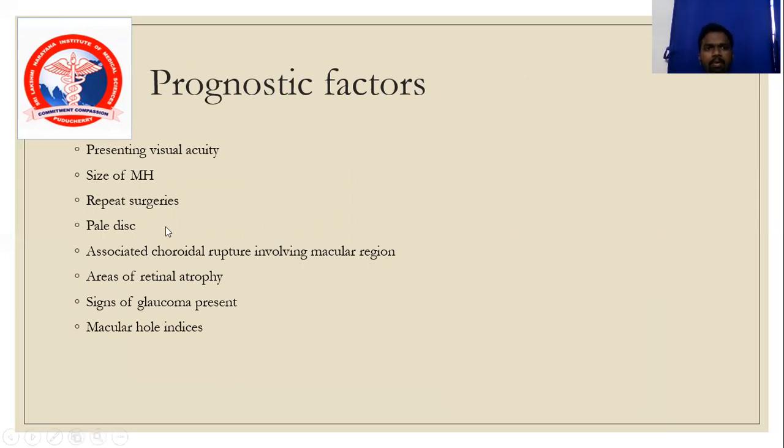Macular holes can be prognosticated based on the visual acuity at which the patient presents. It can also be prognosticated based on the size of the macular hole, and on the repeat surgeries that the patient has undergone. We can also classify macular holes based on the presence of a pale disc or not, as the presence of a pale disc indirectly indicates that the patient's vision is going to be poor post-surgery. Presence or absence of a choroidal rupture, retinal atrophy, or significant signs of glaucomatous optic cupping, or the macular hole indices, are also used to prognosticate macular holes.